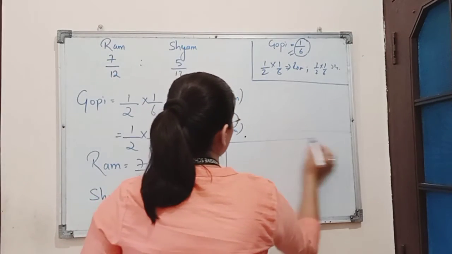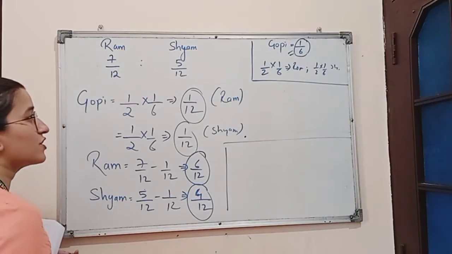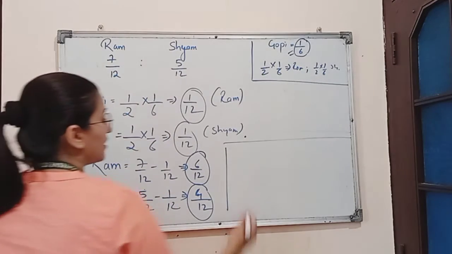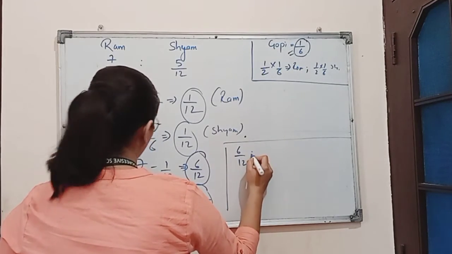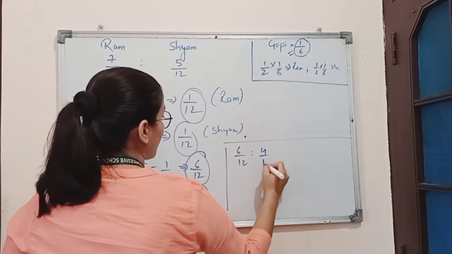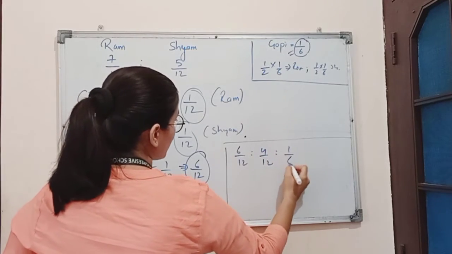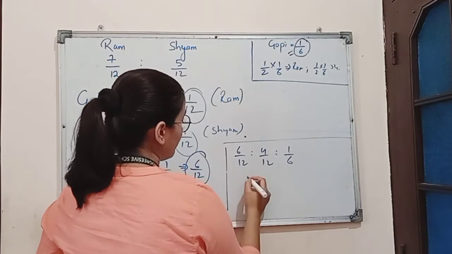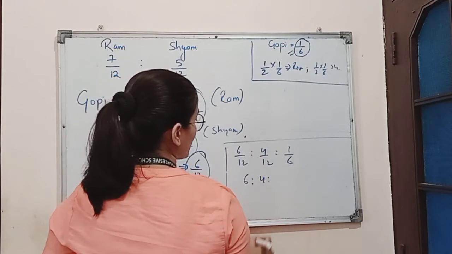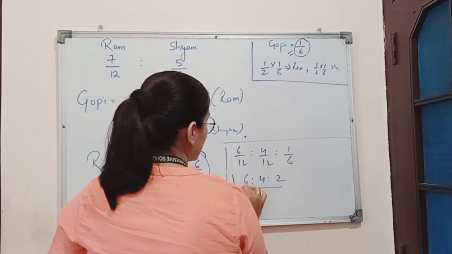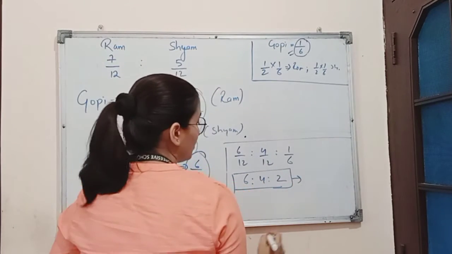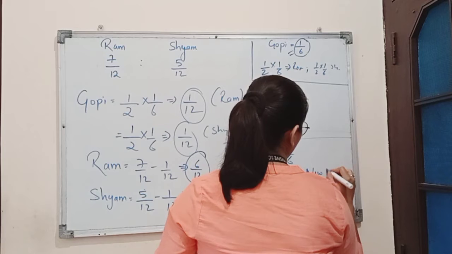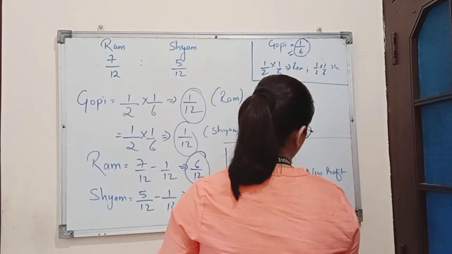By this we can easily calculate the new profit sharing ratio among the three partners. Ram's share is 6 by 12, Shyam's share is 4 by 12 and Gopi's share is 1 by 6. So if we take the LCM here, LCM will be 12. Then the new profit sharing ratio will be 6:4:2. This is the new profit sharing ratio among the partners.